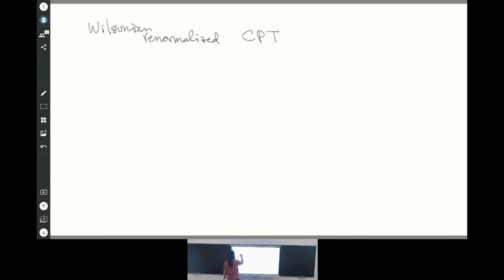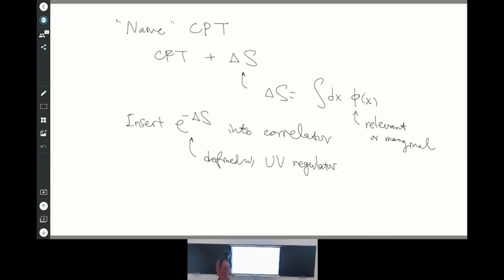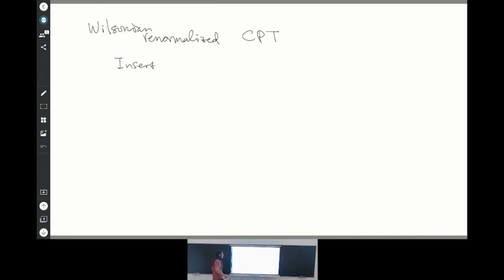So, in this approach, instead of inserting e to the minus the integral of the action, which is the integral of this relevant or marginal operator over all of space-time, I'm going to insert a Wilsonian regularized version of it. Let me write it in this way. I'll just call this bracket regularized.